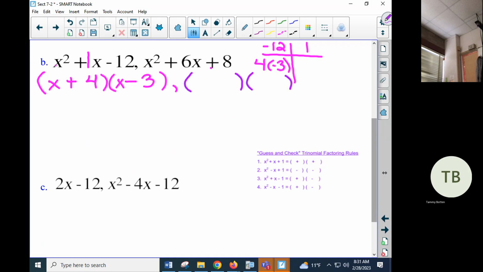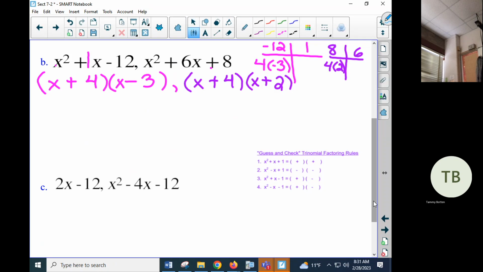Okay, and this one has plus plus, which is rule 1, which tells us both signs are plus. Then if this is x squared, it's x and x. Now for this one, we want 2 factors of 8 that give us 6. 4 and 2, yes. Here they're both plus, so you can put one of them here and one of them there, and it wouldn't matter which one you did in which spot.